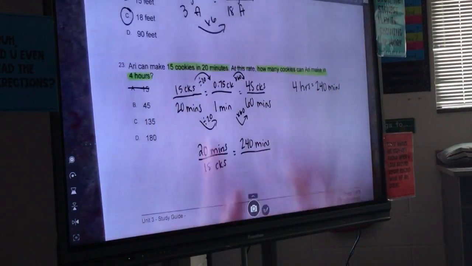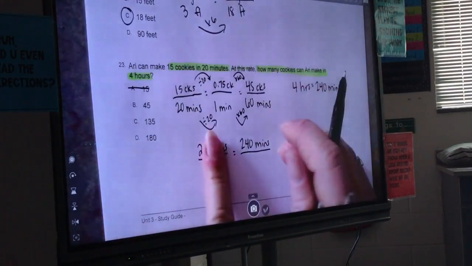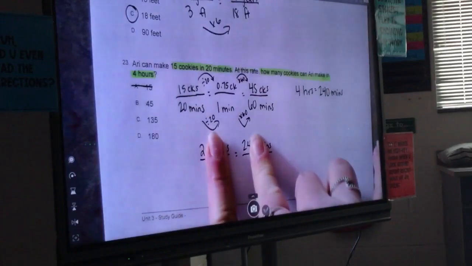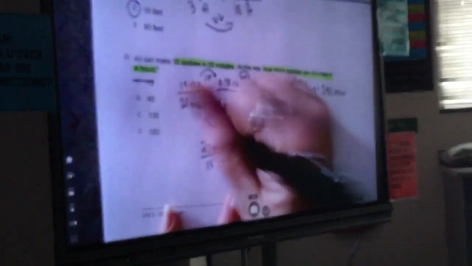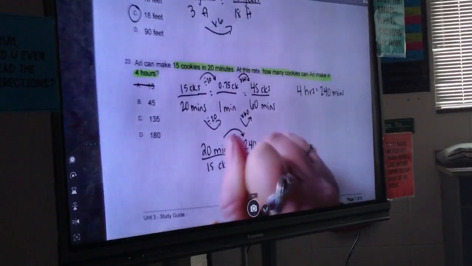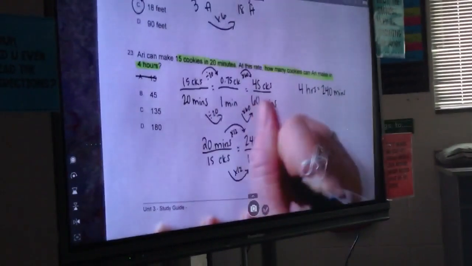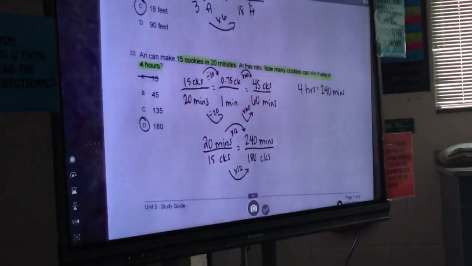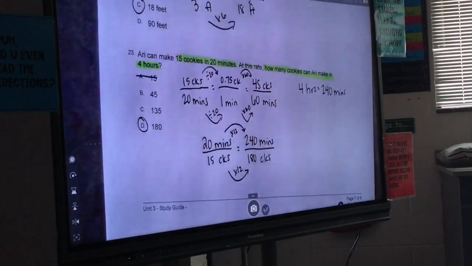All right, so what do I multiply 2 by to get 24? Allison. So I'm going to multiply this by 12, which means I multiply this by 12. And then when I get 15 times 12, I end up with 180 cookies. So that is the correct answer for that one. Okay? So you were close.